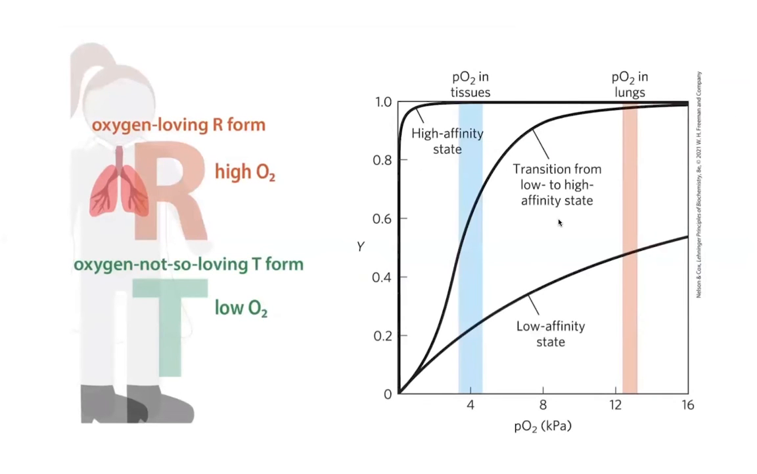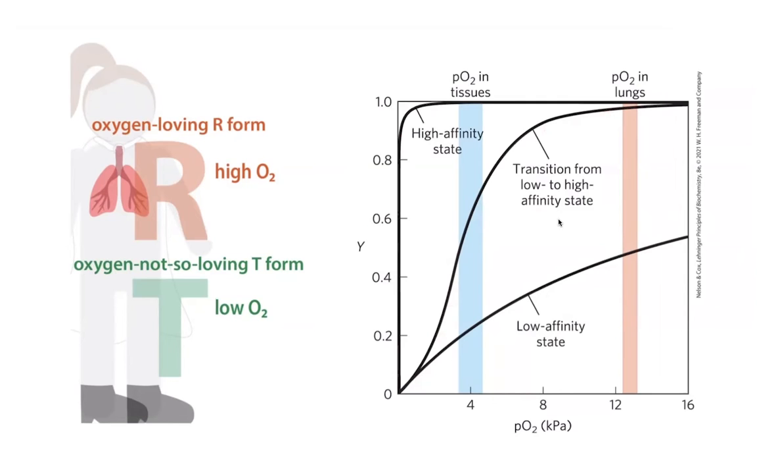And so what happens is that because we have that cooperative binding, this is what's going to happen. Go and think about what would happen in your tissues or in your lungs. Remember that how those differ is going to be in the concentration of oxygen. And the concentration of oxygen is going to influence both that initial binding as well as the subsequent binding. If you have a high concentration of oxygen, then you're going to be stabilized in the oxygen-loving R form. And if you have a low concentration of oxygen, you'll be stabilized in the not-so-loving T form. And this is why we get the sigmoidal curve.